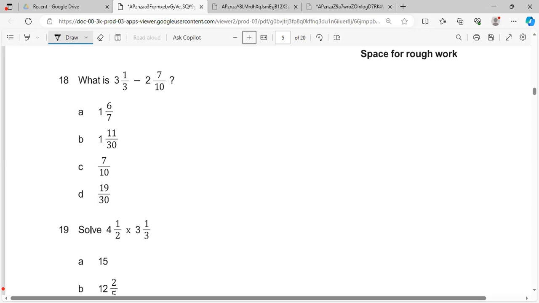I don't want to. Sir, I got B. B, 1 and 11 over 30. All right. You want to explain? Sir, I got B. You want to explain B? Yes, sir. All right, so go ahead. First I took away the whole numbers. 3 take away 2, which is 1. So then I found the LCM, sir, which is 30.